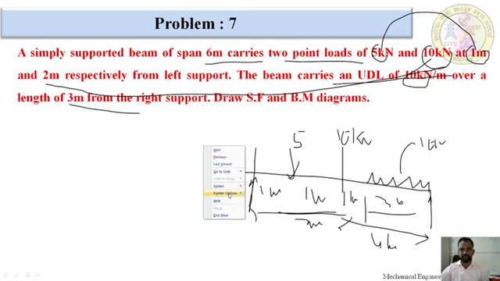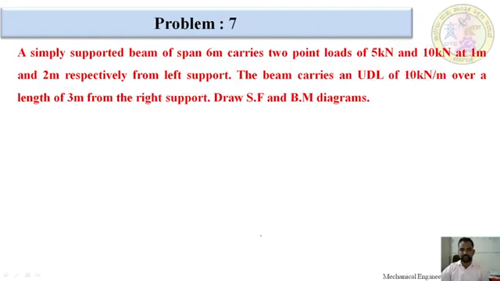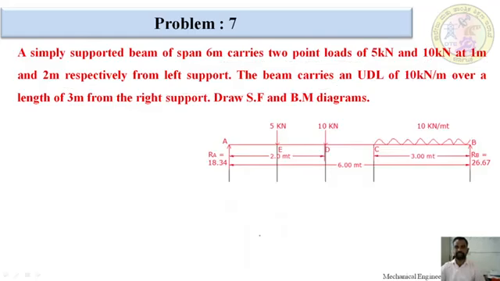Okay, this is the problem like this. From here to here 2 meter. This distance is 1 meter, this distance is 1 meter, this distance is 1 meter, and this is 3. Total is 1 plus 1 plus 1 plus 3, which is equal to 6 meter.